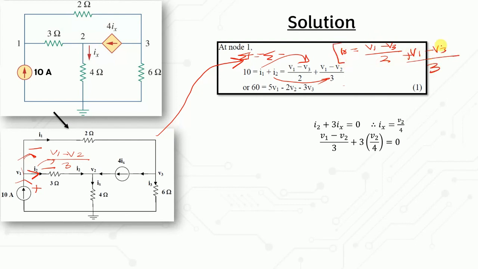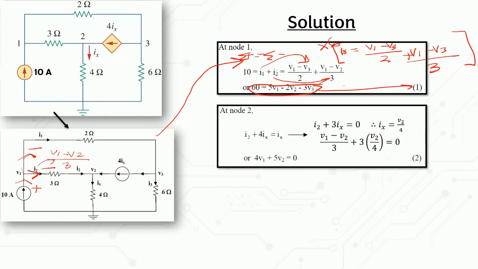You need to simplify this equation. If you want to remove the denominators, you multiply by 6. When you simplify it, you will have this equation, and then you name it equation 1. Another thing I forgot to say is that you have 3 nodes, which means you need 3 equations, for V1, V2 and V3.